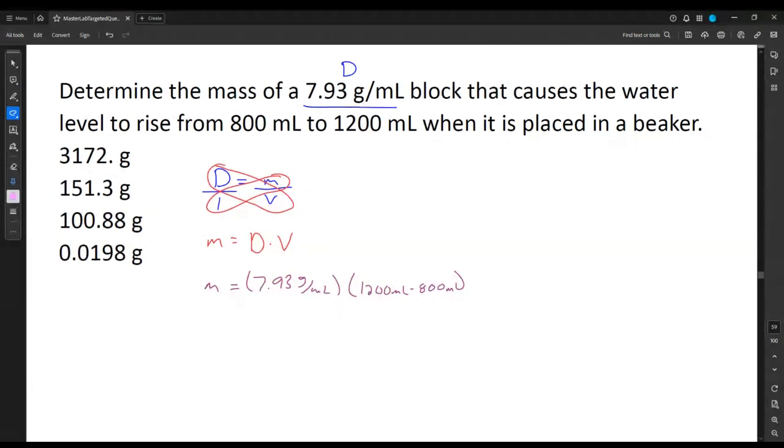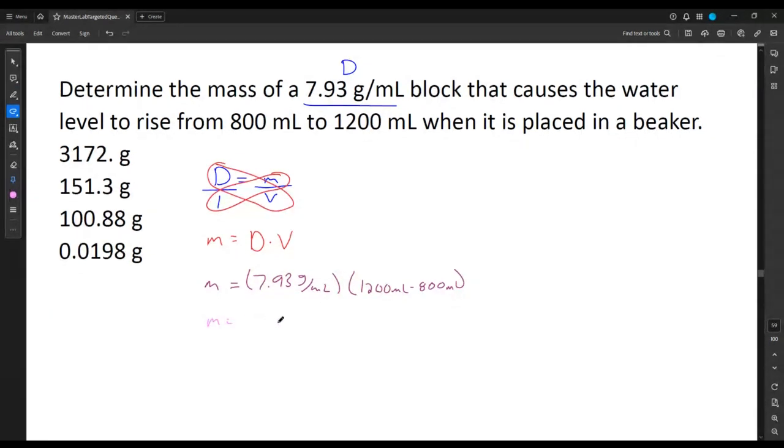Okay, and we can simplify this down. Density is still not really doing anything, but it's about to be ready to go. This volume, the difference here, will have 400. And then you can also see what the units are going to do. I should have changed colors there.